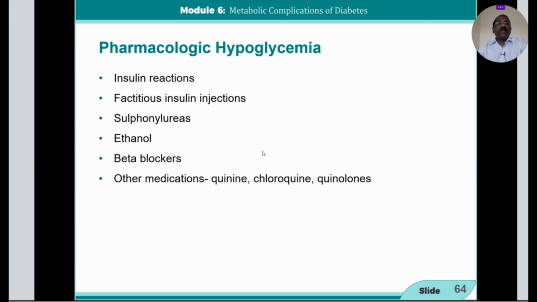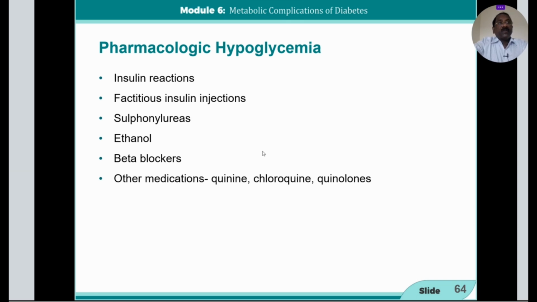See the pharmacological hypoglycemia: insulin reactions, factitious insulin injections, sulfonylureas, ethanol, alcohol. So this is a very, very common drug. So alcohol in type 2 diabetes, they cause a lot of hypoglycemia because alcohol makes the liver not to produce neoglucogenesis. So once in alcoholism the liver loses the capacity of neoglucogenesis, so what will happen to the blood sugars? They come down. So that is the reason for the hypoglycemia in the alcoholic patients.